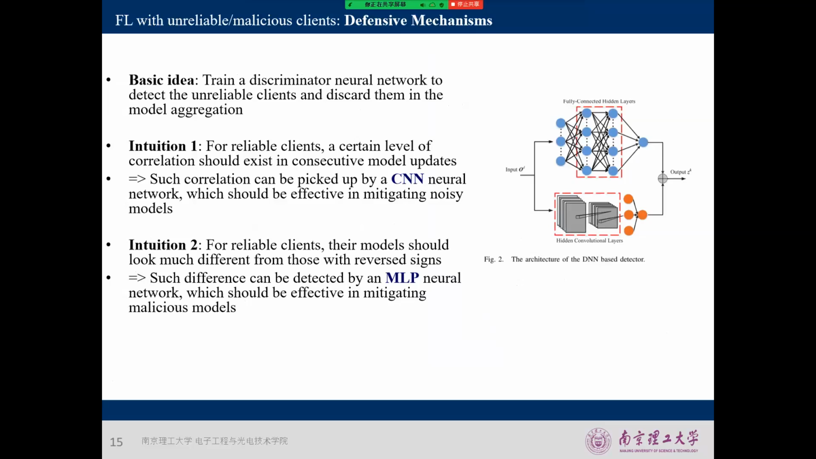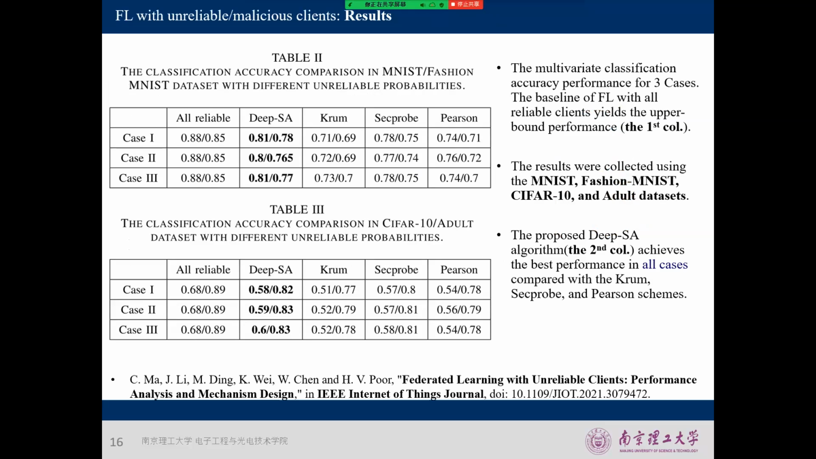To detect such behaviors, we design a DNA-based detector. It is composed of two parts. The first one is a Siamese network, which can examine the correlations between the models of two consecutive aggregation rounds. The other one is an MLP network, which can detect the reversed signals or the decaying factors.